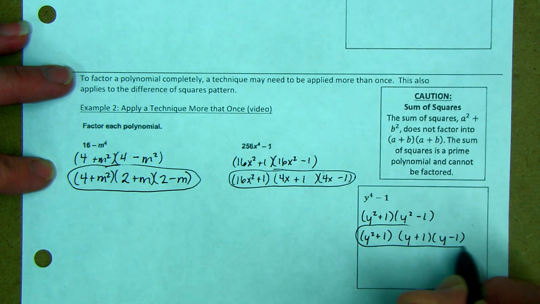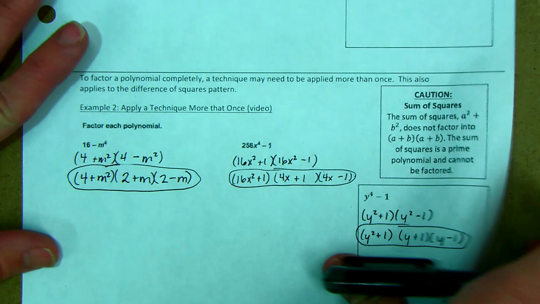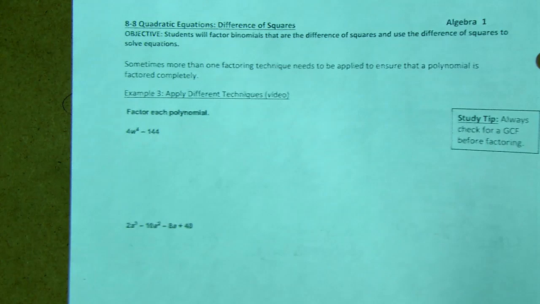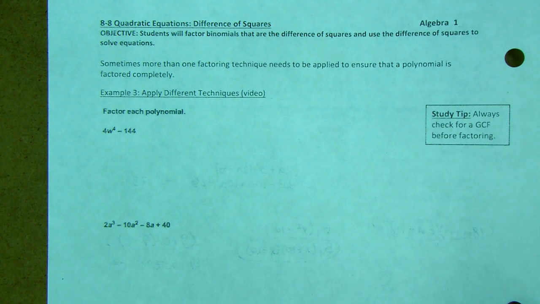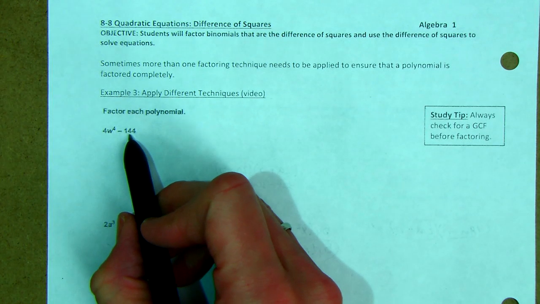Now, we can also apply the previous steps that we've learned. So take a look at this first one right here. w to the fourth is a perfect square, and actually 144 is a perfect square, and so is 4. So I lied. We can actually do this.